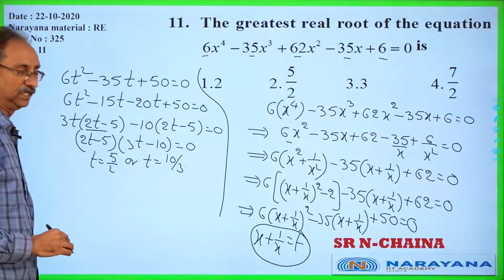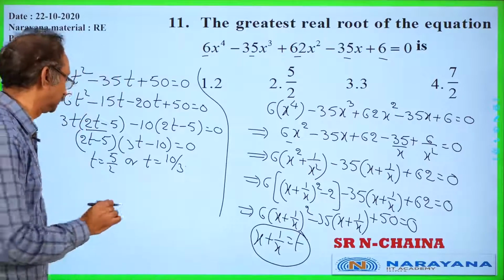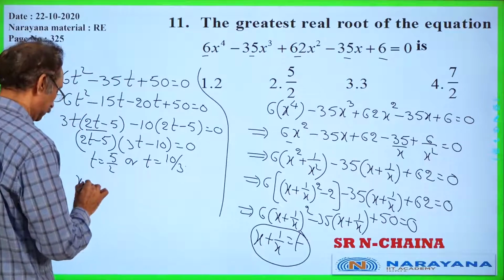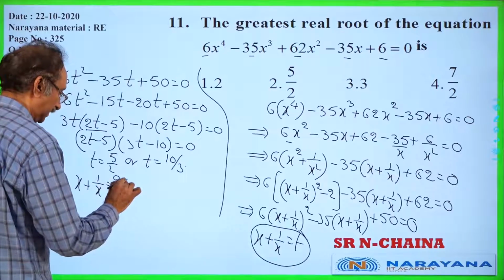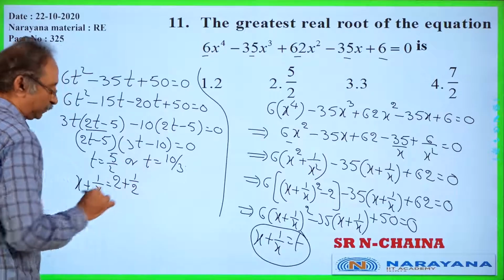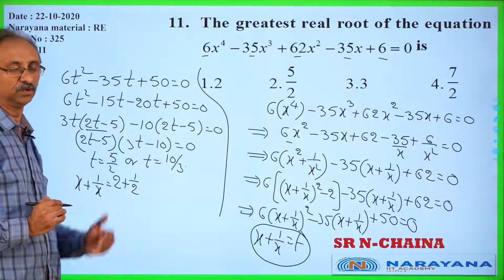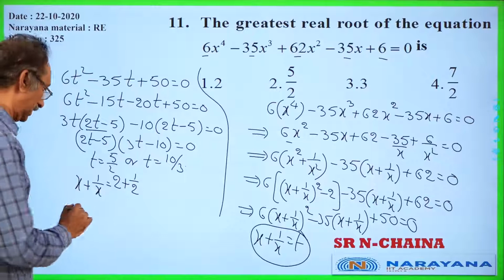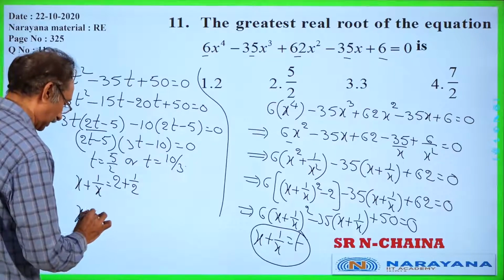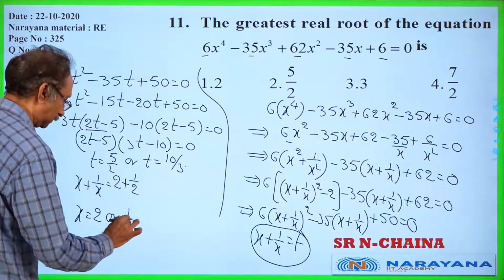So what is t, students? That is x plus 1 by x. So x plus 1 by x is equal to 5 by 2. If I write 5 by 2 as 2 plus 1 by 2, now there is an important result. If x plus 1 by x is equal to a plus 1 by a, so x is equal to a or 1 by a.